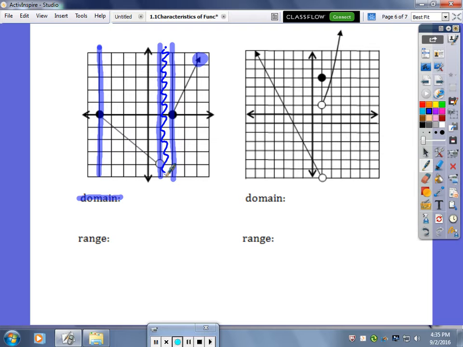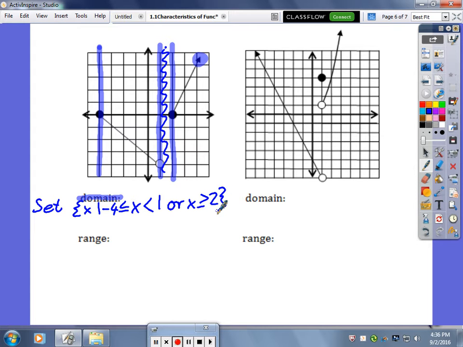In other words, using set notation, we will write x such that -4 is less than or equal to x, which is less than but not equal to, remember the open circle, 1, or, this is an inclusive or, x is greater than or equal to 2.